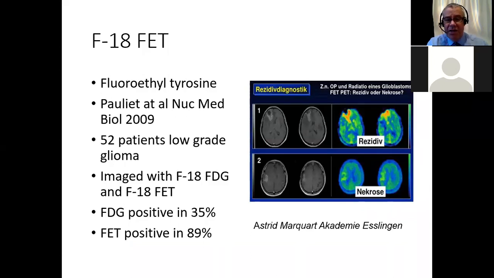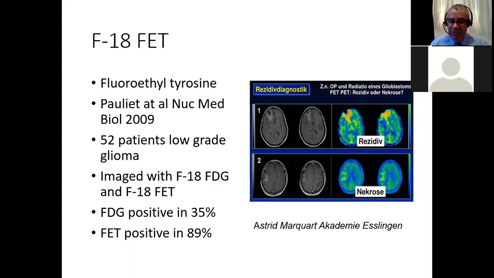So tyrosine is slightly different in that what we're doing here is looking at amino acids. And the reason amino acids are quite useful is that the brain doesn't really use amino acids. Amino acids only really go into the brain if there is damage to the blood-brain barrier, and that occurs either at sites of tumor and less so at sites of infection.